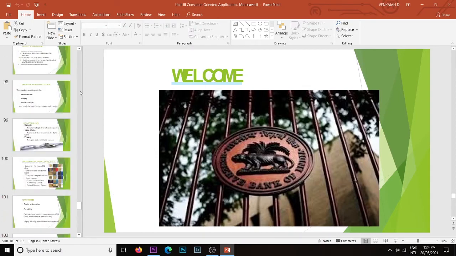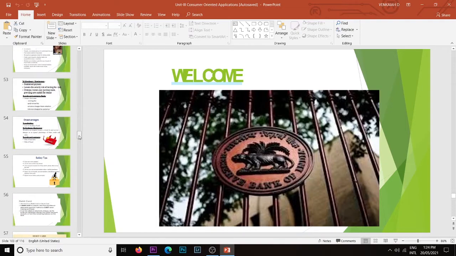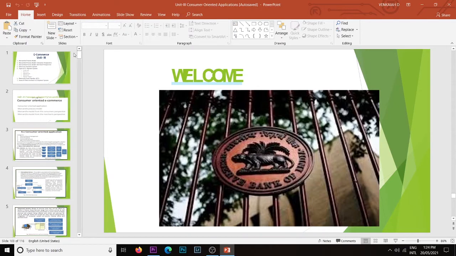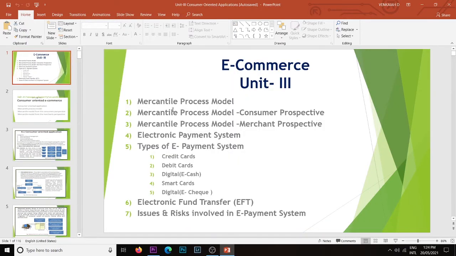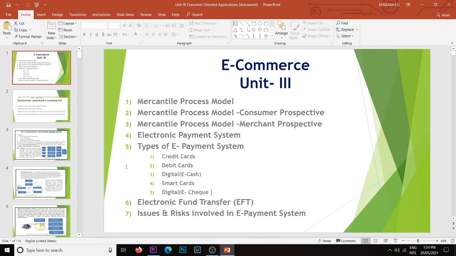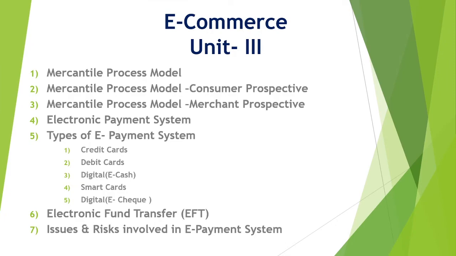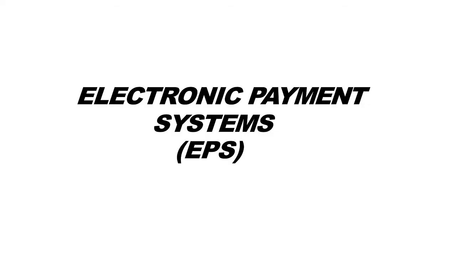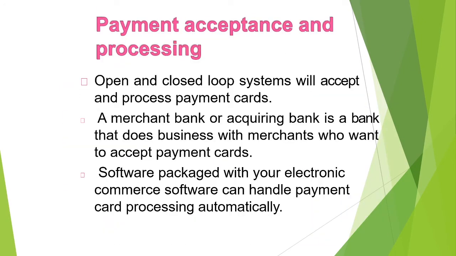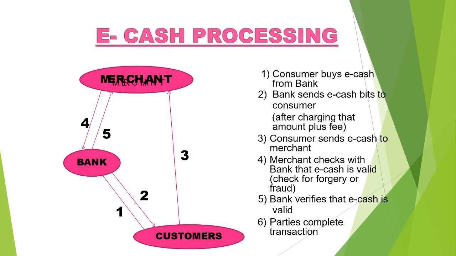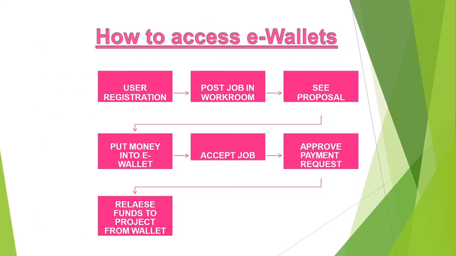Now the third unit is e-commerce, consumer-oriented applications. E-commerce, mercantile, and the mercantile process model with the consumer's perspective and the merchant perspective. Okay, students, in this unit the important topics are the consumer perspective and the merchant perspective. Another one is EPS, the electronic payment system. Another is an explanation of debit and credit cards. Sometimes a short answer question is electronic cash. Electronic wallets are also a short answer question.